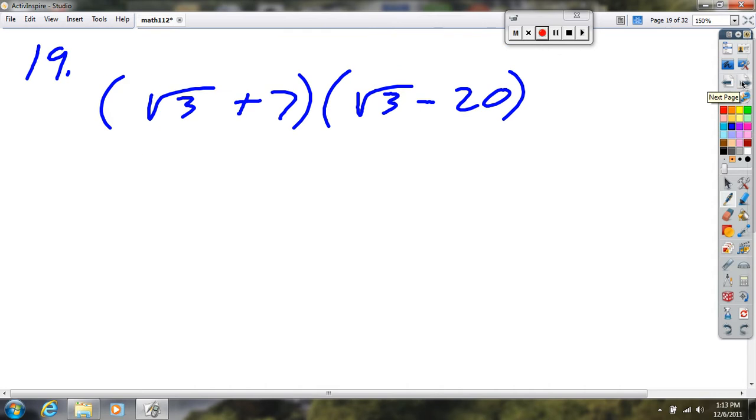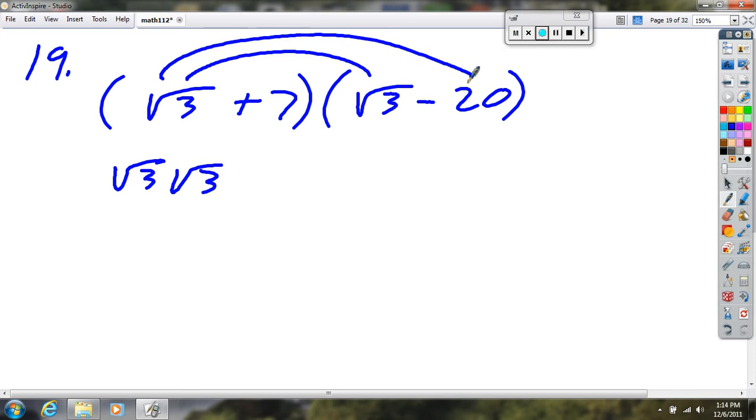Okay, now we're multiplying radicals. We're going to use FOIL. We simply take the first one times the first one. Now, the long way is, what's the square root of 3 times the square root of 3? Take the first one times the last one, the outside ones.